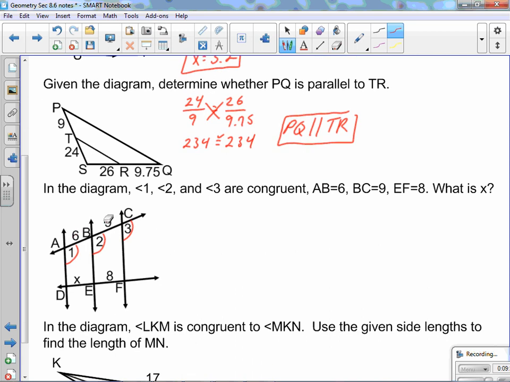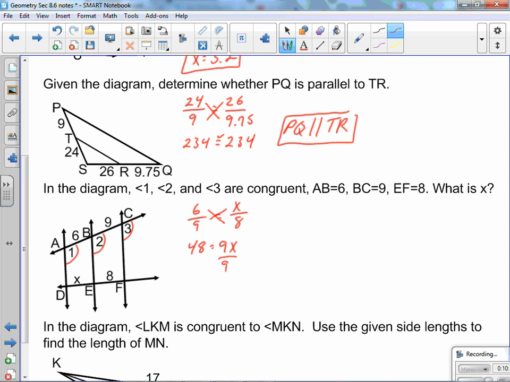So 6 over 9 should equal x over 8. So the length of AB over BC should equal DE over EF. We got our proportion. Once again, just solving the proportion. It's really what this chapter is all about mostly, solving proportions. So you got 6 times 8, which is 48, is going to equal 9 times x.